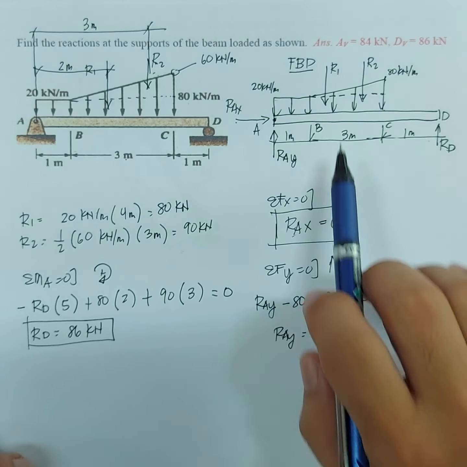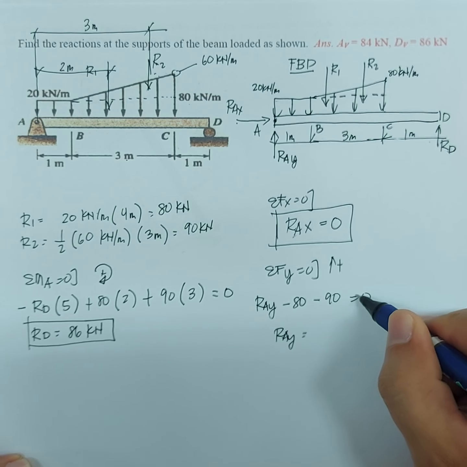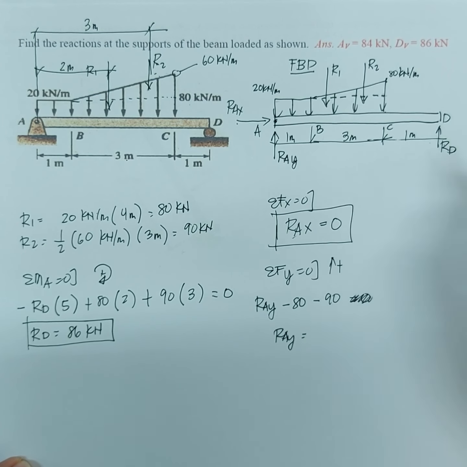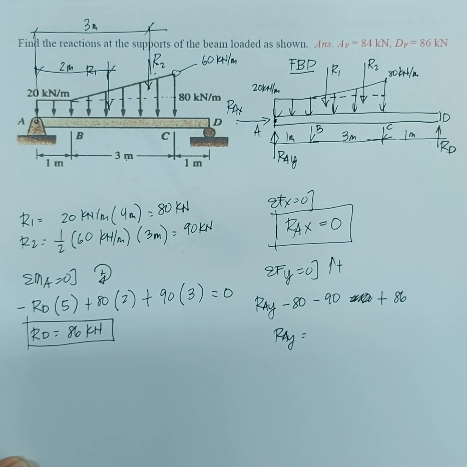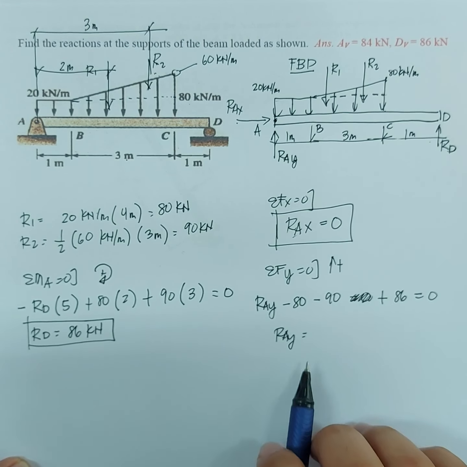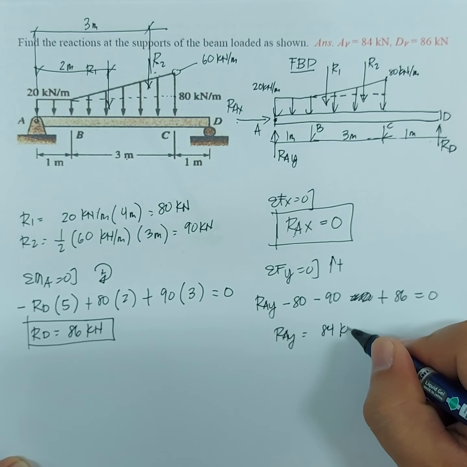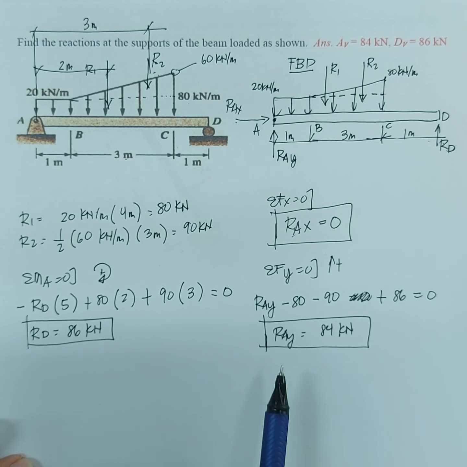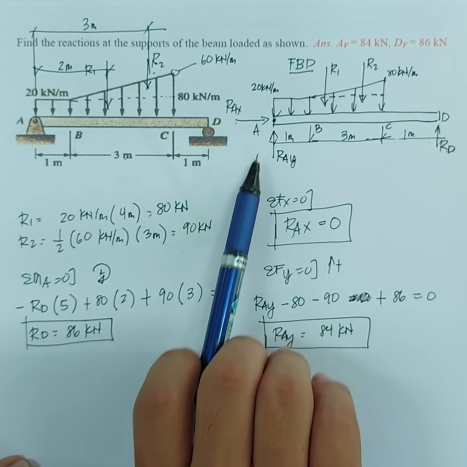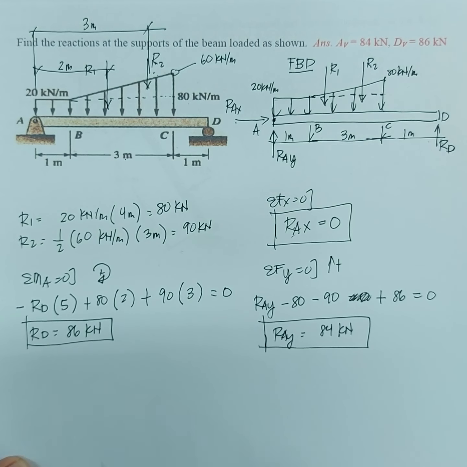Okay, I'm sorry, meron pa pala. R1, R2. Meron pa pala yung RD. Ayan. So, we forgot to include yung RD. RD is upward. So, plus, nasolve kanina, 86 kilonewtons. Okay? And then equate that to 0. So, RAY is equal to 84 kilonewtons. Okay, so that's it. Yun na yung reaction natin. So, ang reactions dun sa hinge or pin support, RAX, RAY. And we have the roller support at D na 86 kilonewtons. Okay?